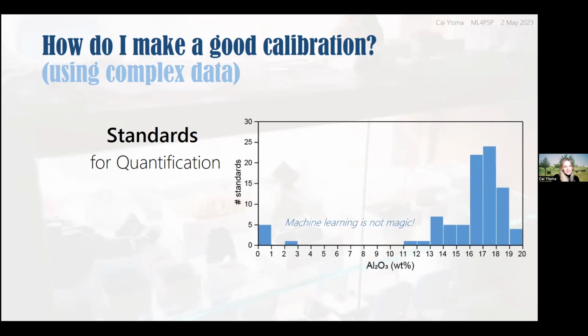And just to boil down to say, machine learning is not magic. People often overestimate its power and will apply methods without really understanding how the models interpret the data. Yes, it's powerful, but it will only tell you what it's learned based off what you gave it. It's not able to fill in gaps in sampling for you. Of course, this goes back to context. If you only want to characterize 13 to 20 weight% alumina, then you're fine with these data.